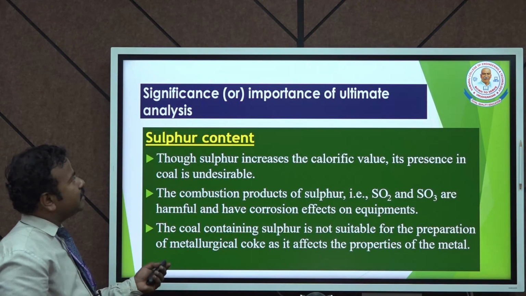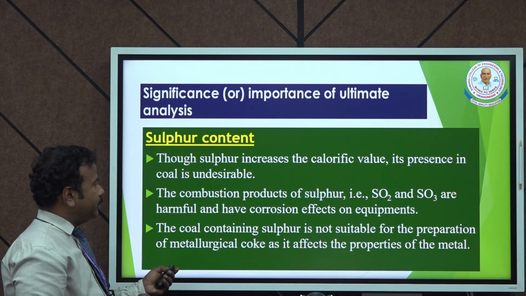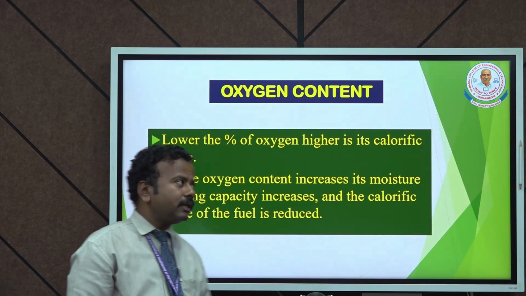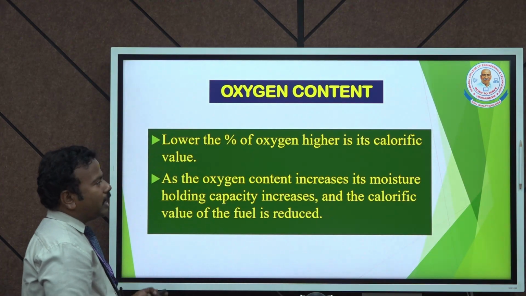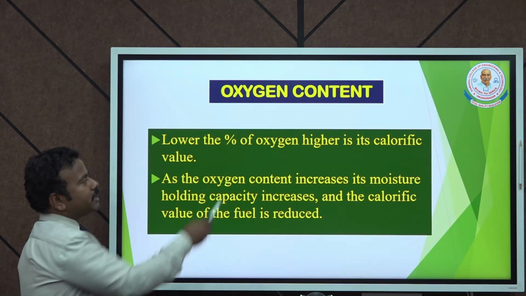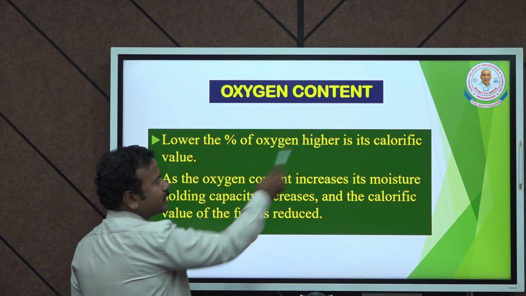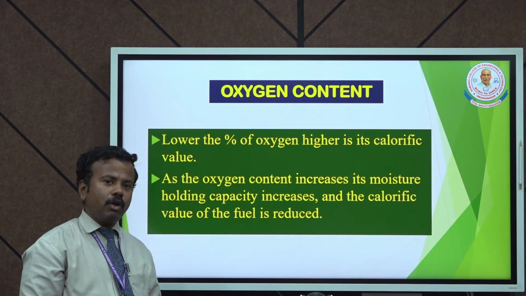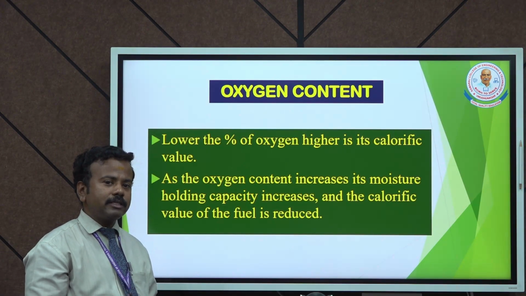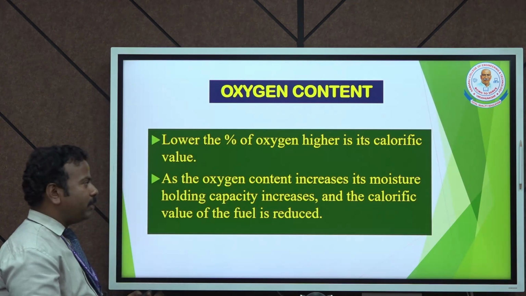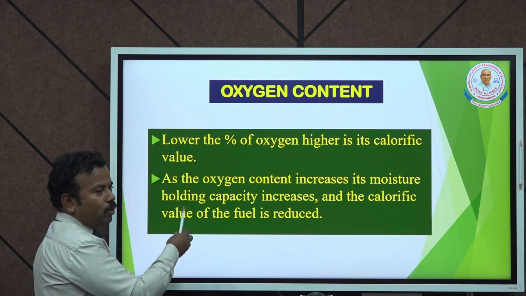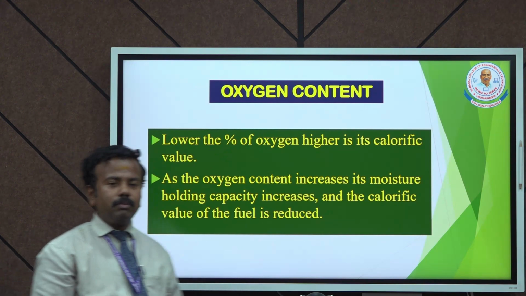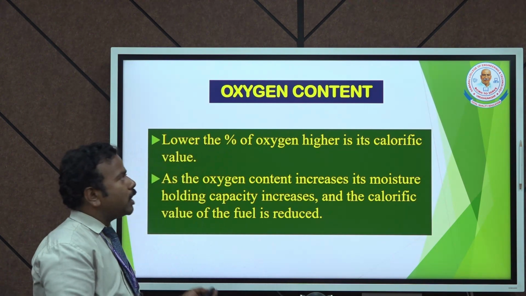So this is the main significance of the sulfur content. Then the next one is oxygen content. Oxygen is also an undesirable one. The lower the percentage of oxygen, the higher the calorific value, because whenever we increase the percentage of oxygen, it also enhances the moisture content. It accumulates more moisture-holding capacity, and the calorific value of the fuel is also reduced. So this is also undesirable.